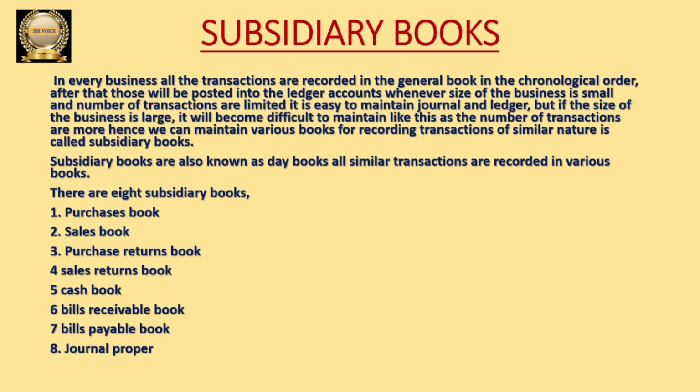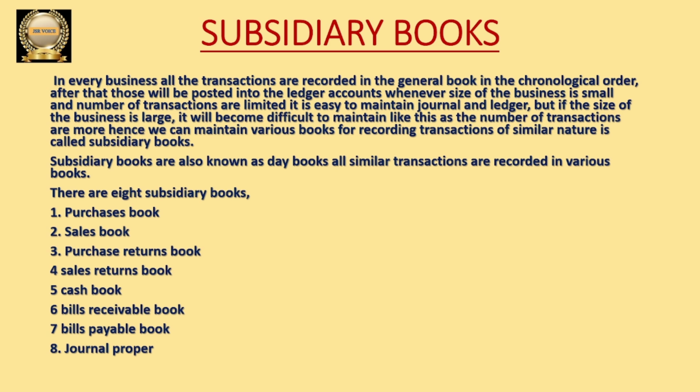Next one, bills receivable book. Bills receivable transactions are recorded here. Next, bills payable book. Any bills payable transactions that take place will be recorded here. Last one, journal proper. What is journal proper? Journal proper is the 8th subsidiary book, and if any transaction is not going to appear in the first 7 books, that will be recorded in the 8th subsidiary book, known as journal proper.